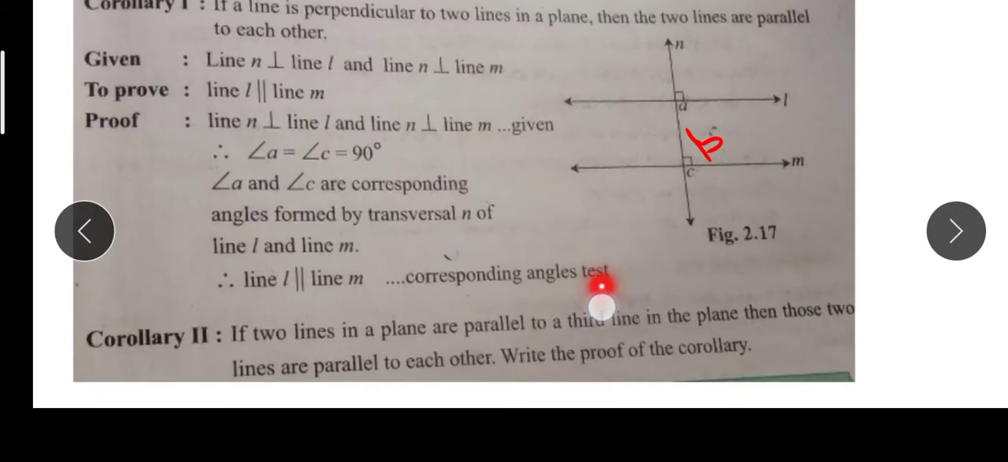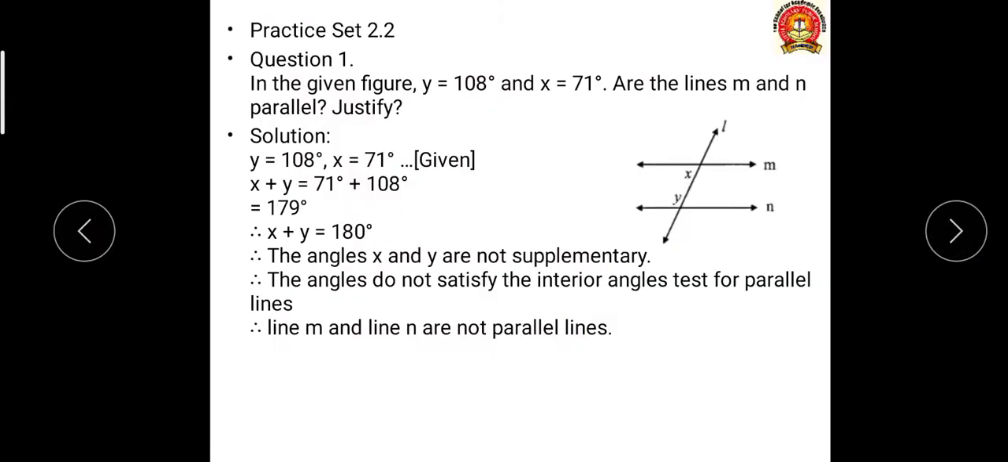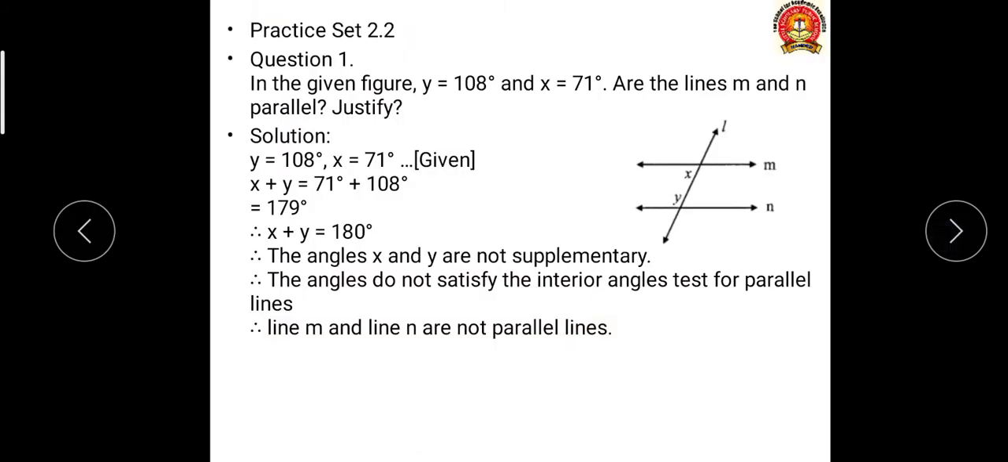Understood students? Now, if two lines in a plane are parallel to a third line in the plane, then those two lines are parallel to each other. Write the proof of this corollary. This is your homework. Okay, this second corollary is your homework. Show me how we can write the answer of this question.